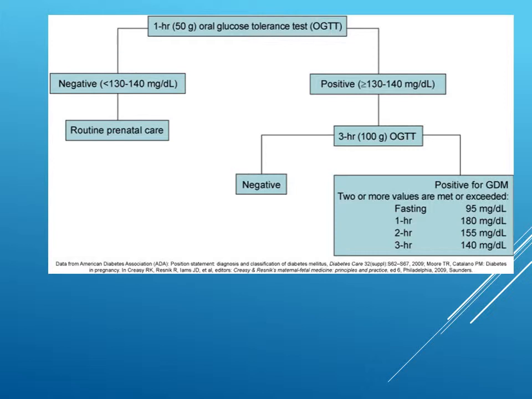As you can see on this slide, it shows you the decision tree you'll make based on the results of the 1-hour test. And if 2 or more of the values of the 1 hour or the 2 hour or the 3 hour are met, fasting at 95, 1 hour at 180, 2 hour at 155, and 3 hour at 140, gestational diabetes is diagnosed. So the diagnostic indicator is a positive screen followed by a positive glucose tolerance test.